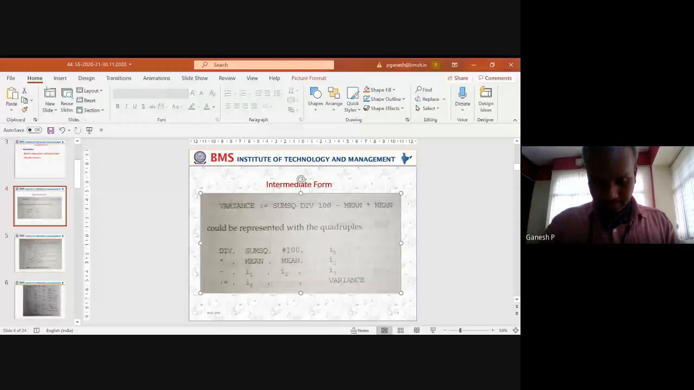We touched upon machine dependent compiler features earlier. Probably today we should look, in continuation, at what are those features that we will be having under the concept of machine dependent compiler features. Hope the screen is visible.